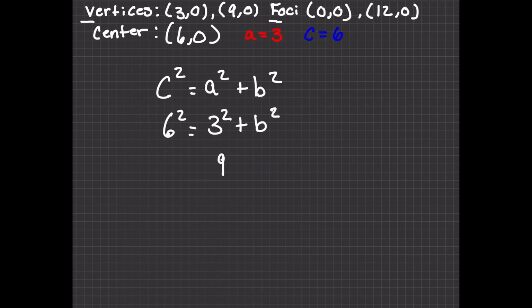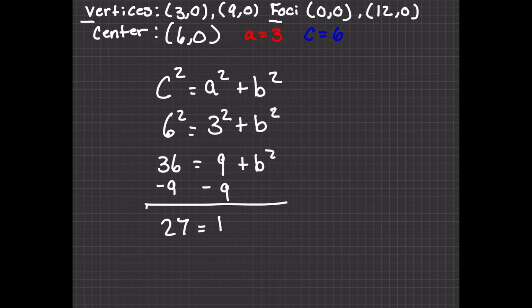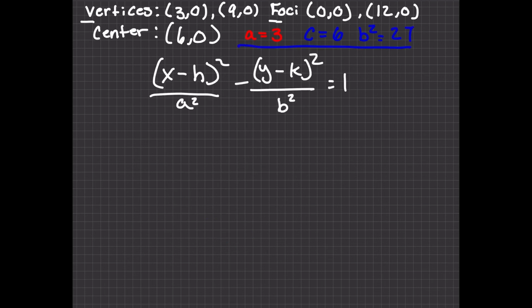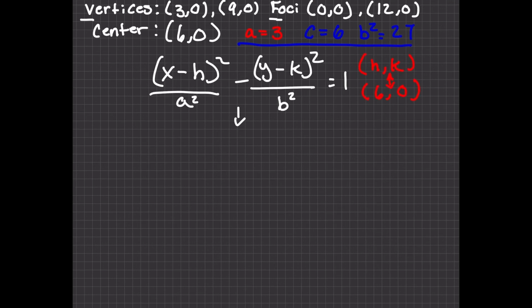Now we plug in using the same method we used before, and that should give us 27 equals B squared. Now all that's left is to plug in our standard form, just like we did before. And remember, H, K is 6, 0. So H would be 6, K would be 0. Now all we have to do is just plug it in.